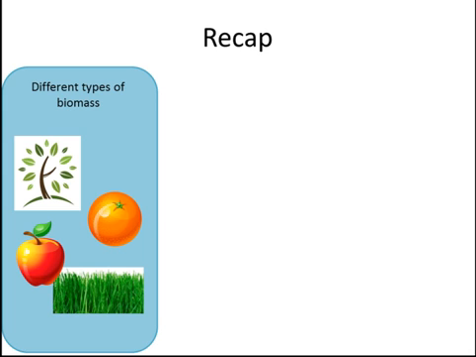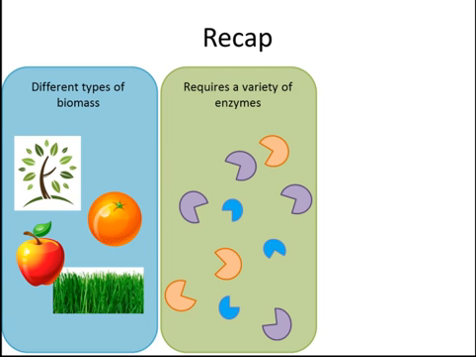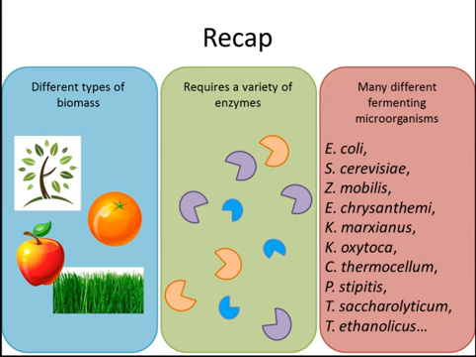Before we start a fermentation, let's take a quick second to recap what we've covered so far. Fermentations have three different requirements. 1. Biomass. Not all types of plants are equal. Different types have different sugars. 2. Enzymes. A variety of enzymes are required to break down the long chains of sugars into different fermentable sugars. 3. Microorganisms. There are many different organisms that are capable of turning sugars into ethanol, each with its own advantages and disadvantages. Without further ado, let's start fermenting.